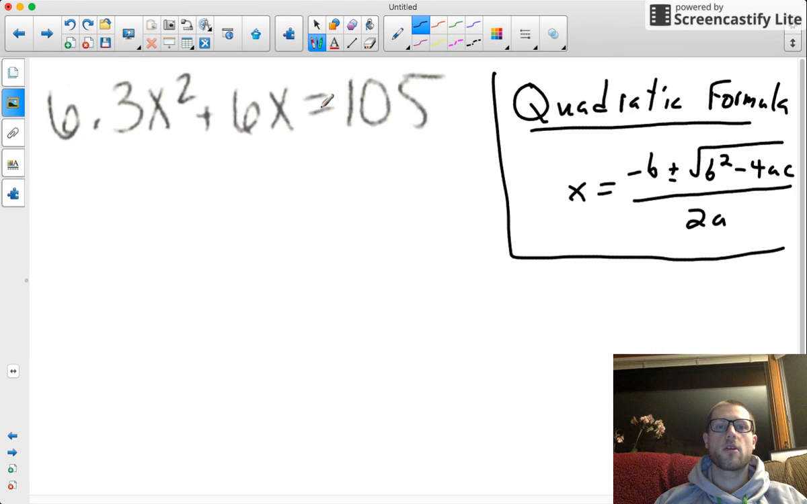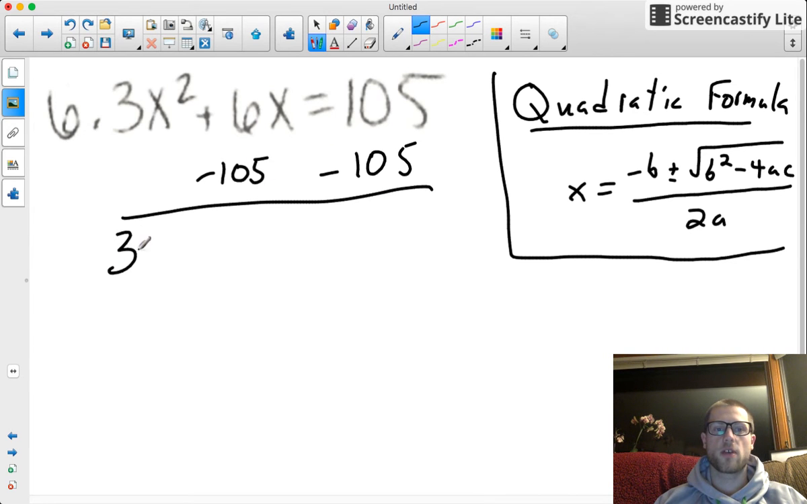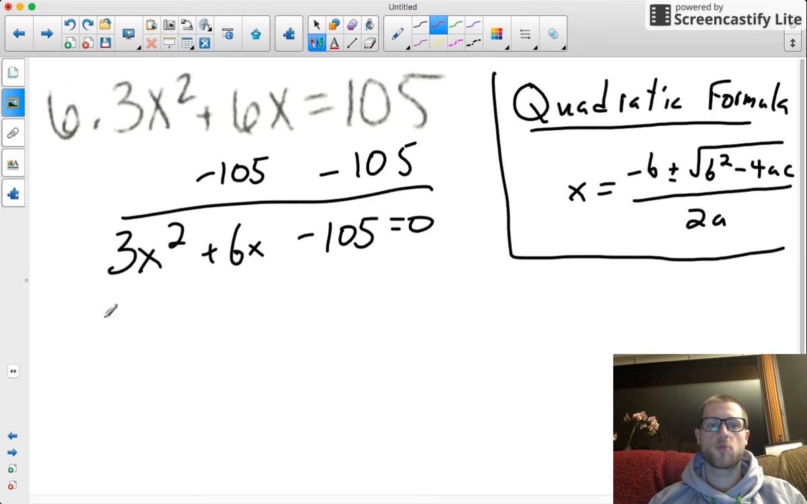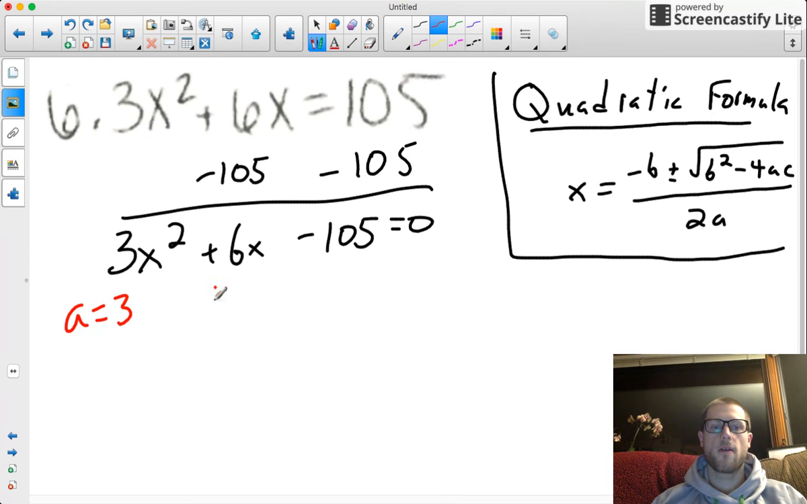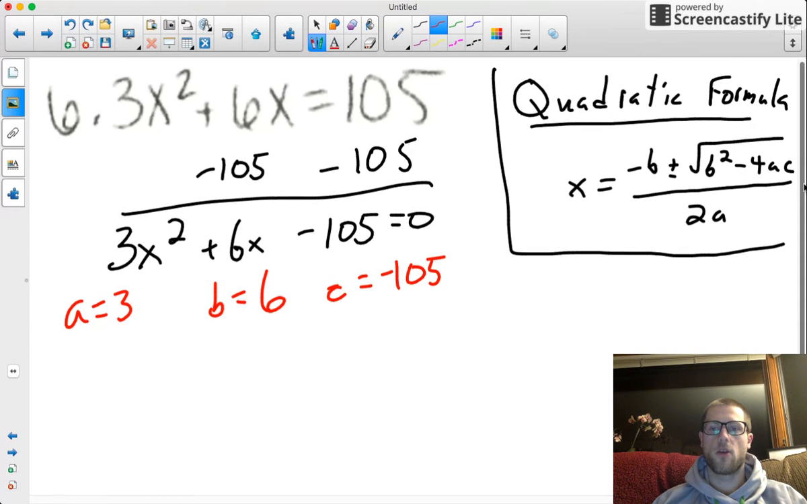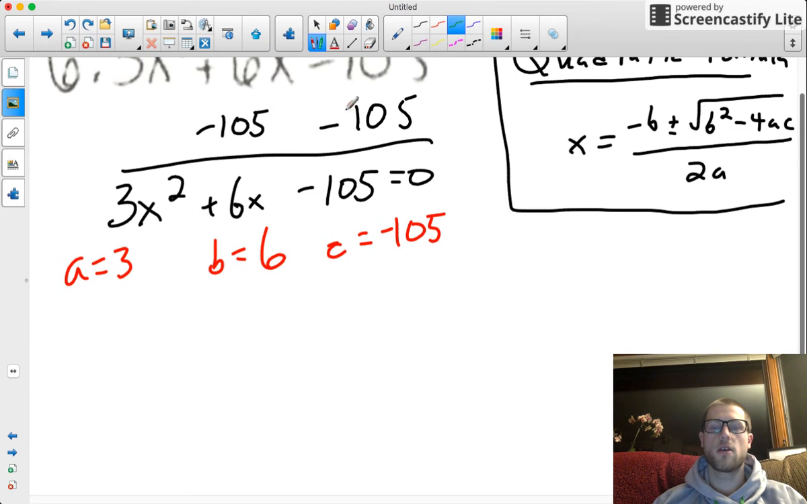Alrighty, for this problem here, we are solving using the quadratic formula. Here is the quadratic formula over here to the side, and to start off, let's get this thing equal to 0. So we're going to subtract 105 from both sides, so we get 3x squared plus 6x minus 105 equals 0. Okay, check, done. At this point, we want to identify our a value, our b value, and our c value here. All right, and once we have that, let's plug stuff into the quadratic formula.